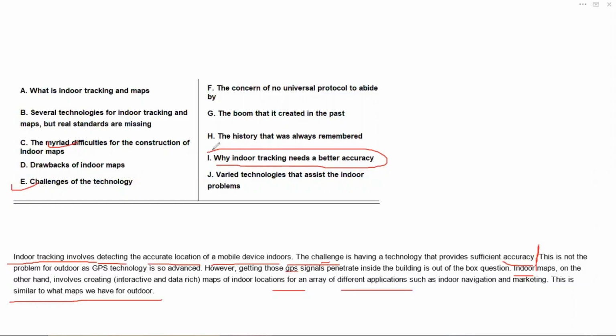So accuracy is ruled out, accuracy is not correct. Challenges of the technology, are they really talking about the challenges? How many times have they talked about the challenges? Only once. This is the second line.